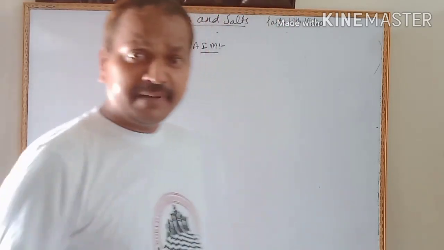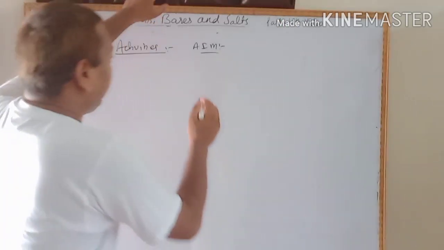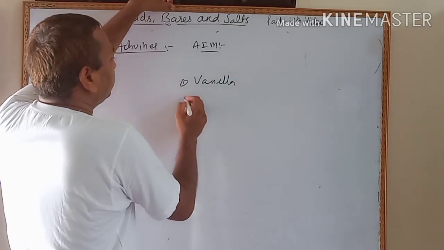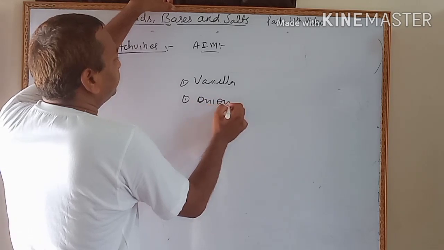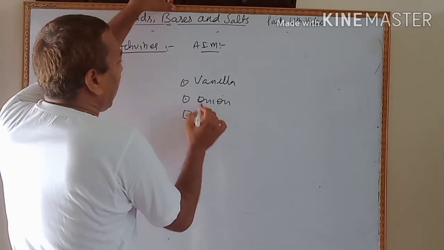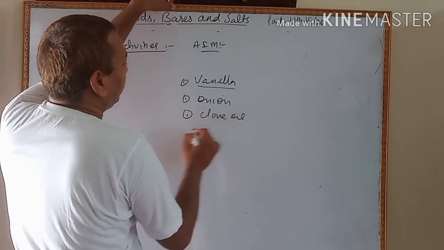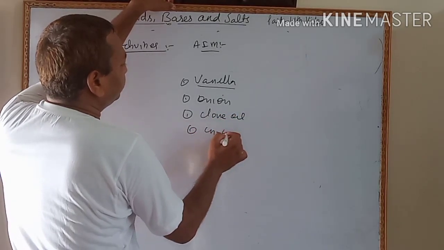Simple. Here I am taking examples. They are very popular. Vanilla flavor, onion, and clove oil, vinegar solution.